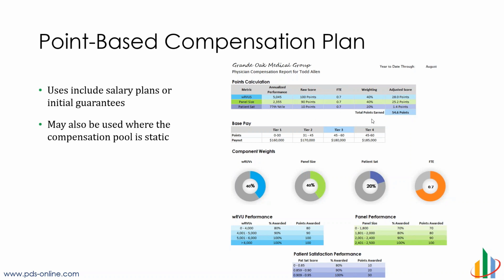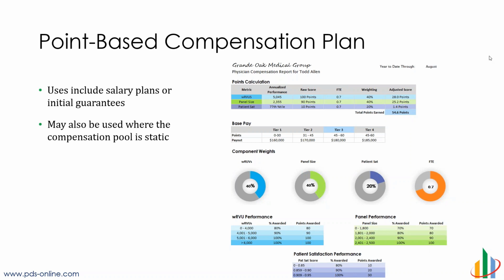So you can see up top here, this physician has earned a total of 54.6 points, which targets them for the tier 3 on the base pay. So fairly easy, again, to tie the core calculation to what they've earned, to how the various components, or where they could potentially improve on their score.